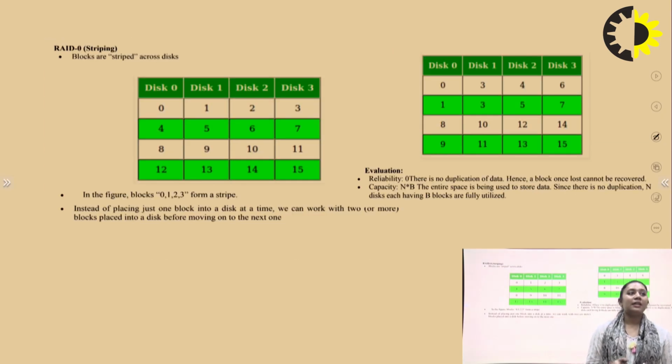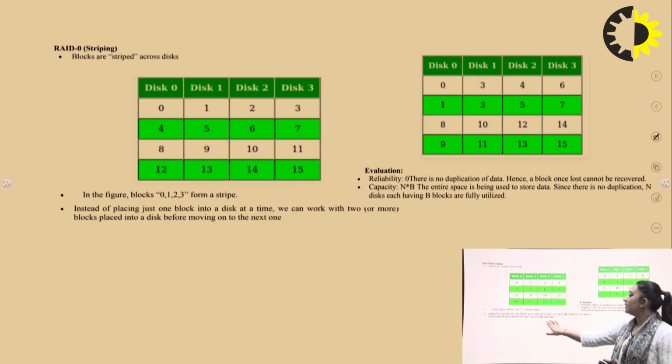Let's talk about RAID level 0, which is striping. In this you can see the blocks of the strips being divided across the disks. So blocks 0, 1, 2 and 3 form the strips. Instead of placing just one block on a disk, we can place two or more blocks on the disk next to it.